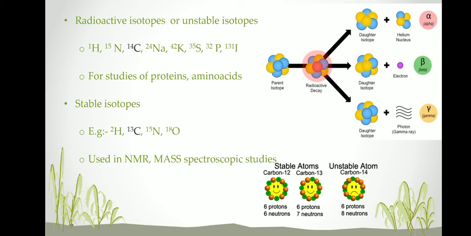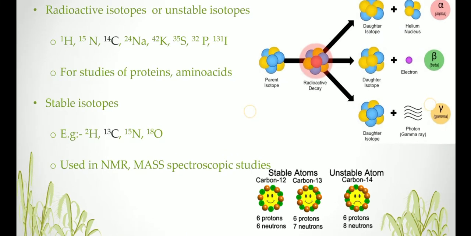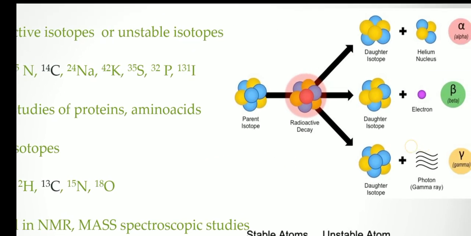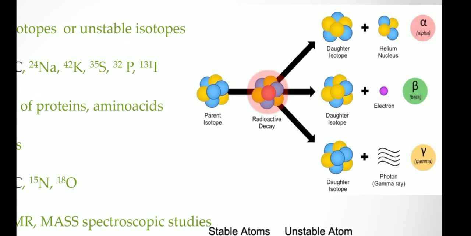What do you mean by unstable? Unstable means not stable in nature, so somehow it will try to become stable. So, in case of unstable isotopes, they have a tendency to become stable by eliminating radiation; those are radioactive isotopes. So, this is representing one unstable isotope. Parent isotopes undergo radioactive decay and thus daughter isotopes are produced, and that emits alpha, beta or gamma rays.